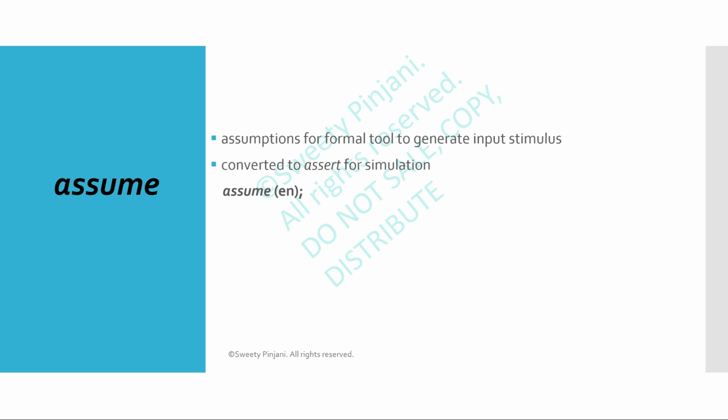So in case of formal, how will it be treated? Input will be generated for the formal tool, assuming that the enable input inside my design is always 1. In case of simulation, what will happen? It will check that enable is always 1. This is the difference in the way assumption is used in formal and simulation. In case of formal, input is generated assuming that thing. In case of simulation, it is always checked that this thing holds true.